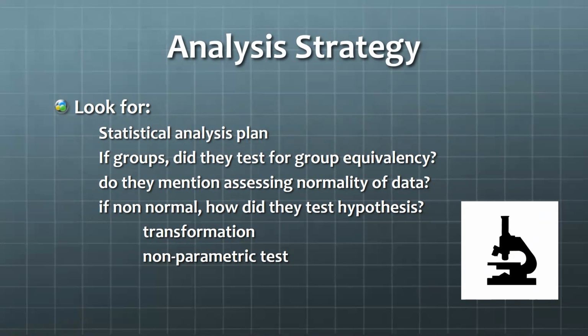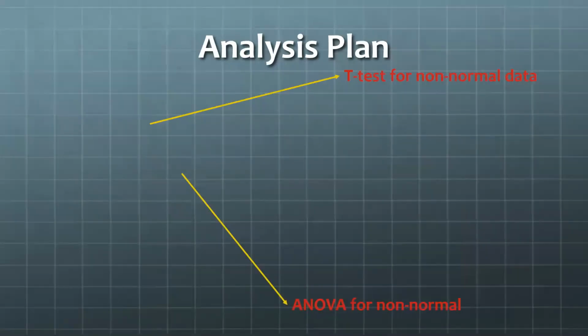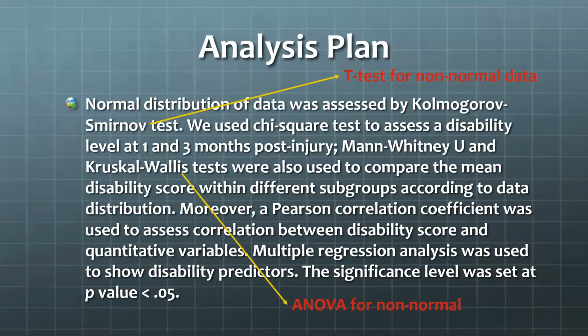That's one thing, but there could be associated economic differences among group members. You just need to be sure that they considered, are the two groups equivalent? And are they normally distributed? And that's with that normal bell curve. So here we've got an analysis plan, and these authors talk about how they assessed for normal distribution and how they looked at disability using chi-squares.